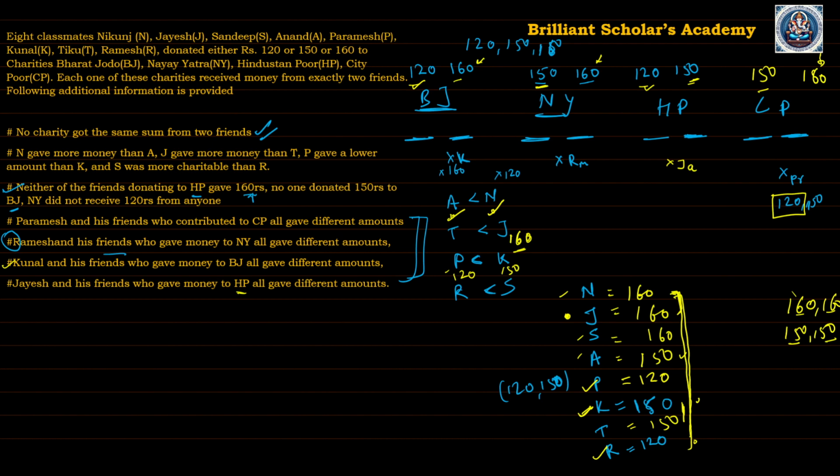There are still some gaps. I see because Ramesh is paying 120, Ramesh could come here. Ramesh could also come here. I don't know that. Nikunj is paying 160. Nikunj can come here, Nikunj can come here, Nikunj can come here. So there are multiple possibilities. I am still in no position to put these people in the right positions. There can be many, many cases.